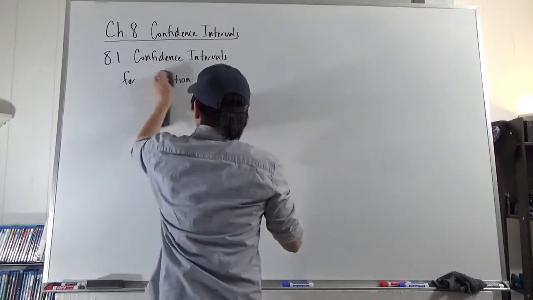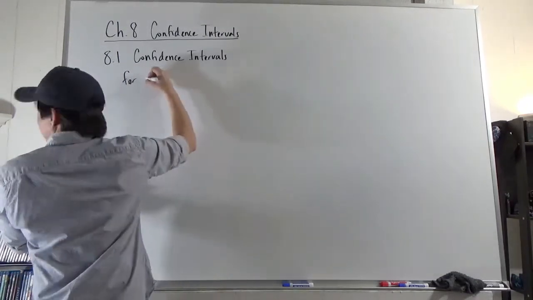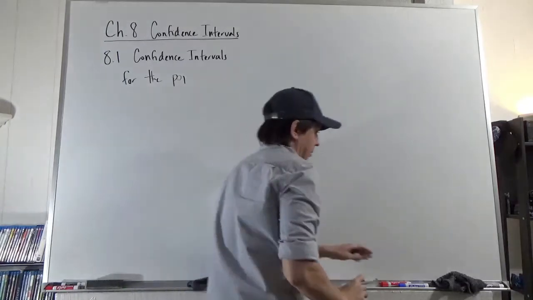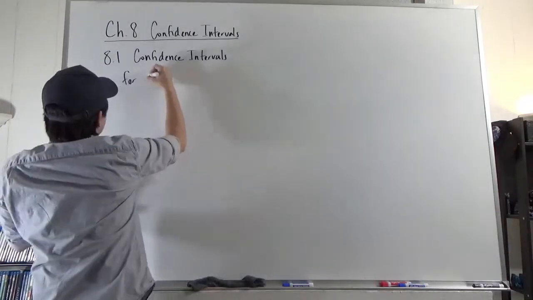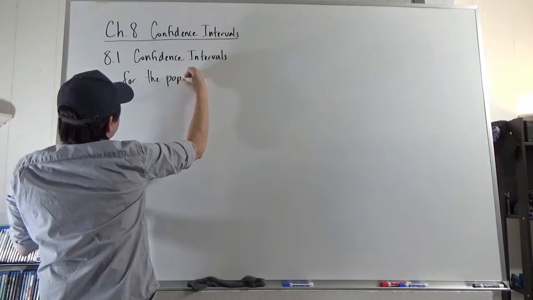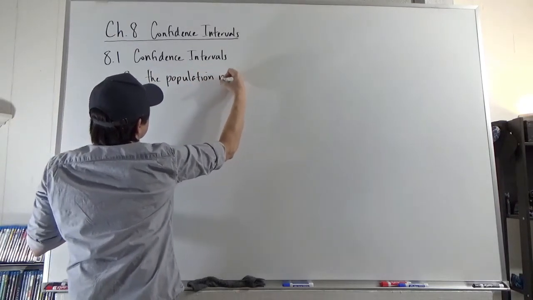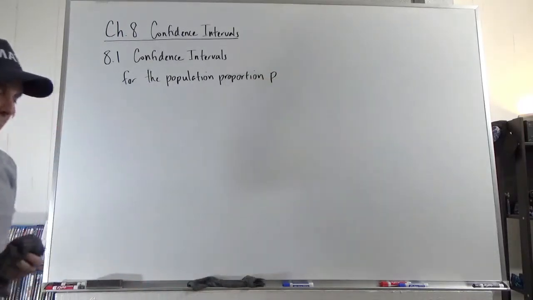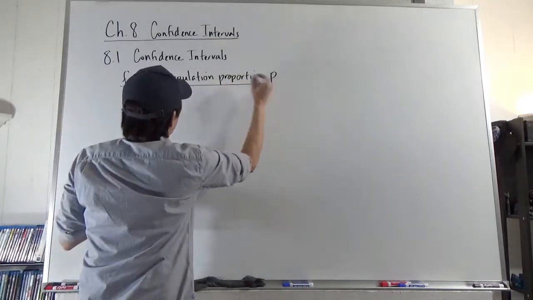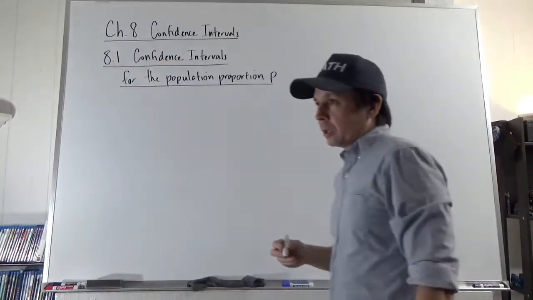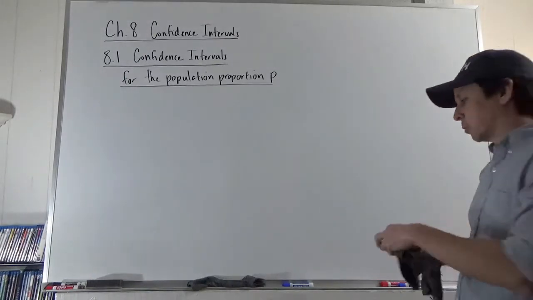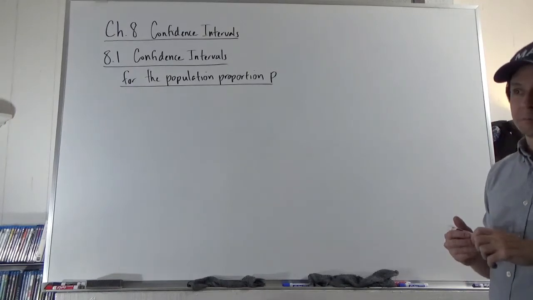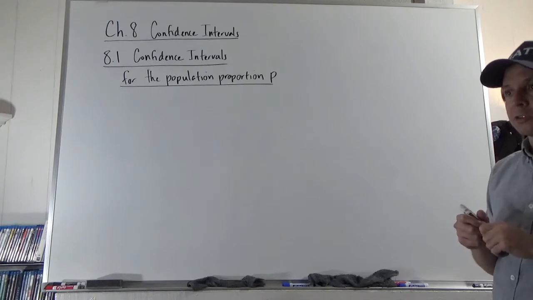Confidence intervals, specifically confidence intervals for the population proportion P. Recall that P hat is the sample proportion. P is for the population proportion. P hat is an attempt to estimate an unknown P, which is what we're going to be doing oftentimes, using P hat to get an idea of where an unknown P actually is.